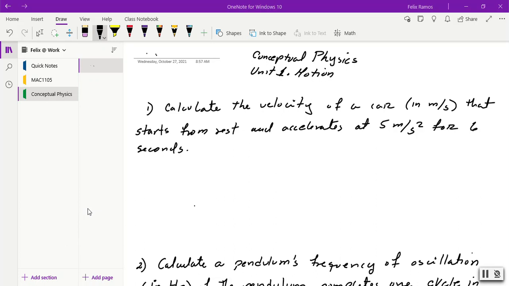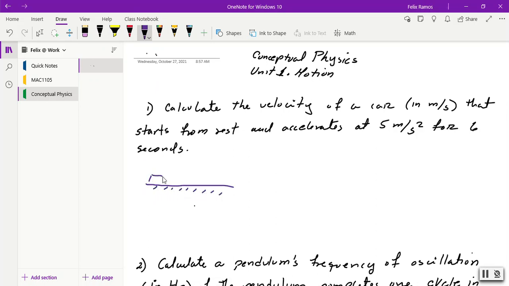So in this first case, we have to calculate the velocity of a car in meters per second that starts from rest and accelerates at 5 meters per second square for 6 seconds. So what we have to keep in mind here, well, we can just make a sketch to understand better the problem.